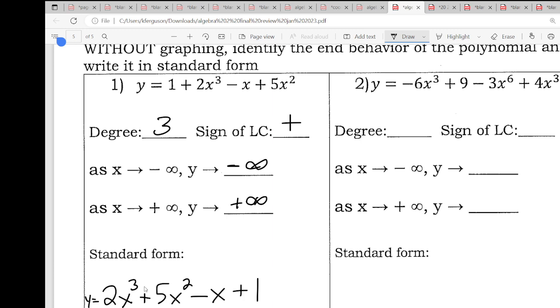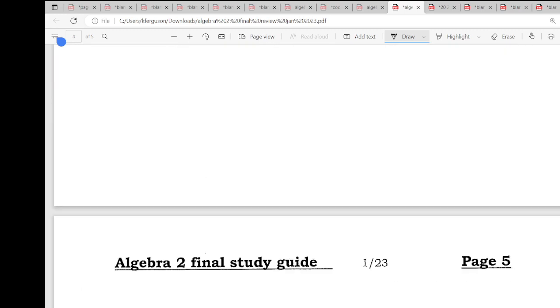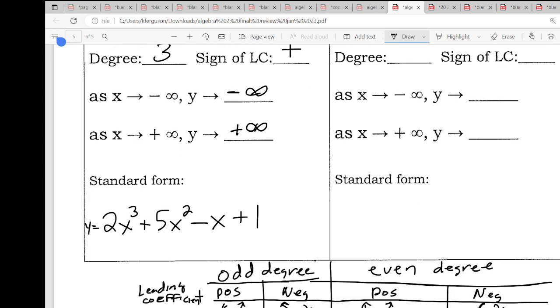You could write it in standard form first, then you could get the degree and leading coefficient, or you could just look at it and get both that information and then write it. To me, I think it's easier if you write it in standard form first. It kind of minimizes you making a mistake. Nobody has any questions on either of these problems. Okay. And no more questions.